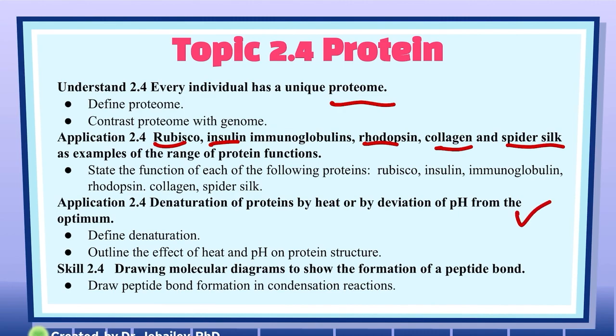Also, we're going to know how pH and heat, these two, can affect the shape of the protein. Otherwise, if they go out of the optimum, then they're going to cause denaturation. And nevertheless, we need to know how to draw an amino acid with its peptide bonds. So this is what the video is about.